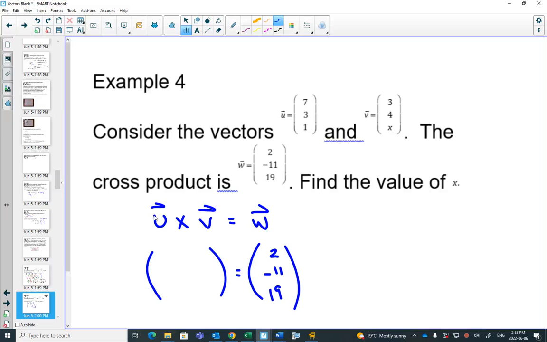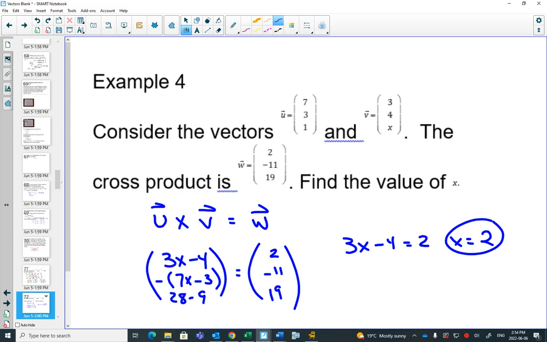How do we do here? So did you get this one to be 3x minus 4, whichever method you used? And the next one to be negative 7x minus 3? And the last one to be 28 minus 9. Now, 28 minus 9 works out perfectly to be 19. If 3x minus 4 is equal to 2, then x would have to be 2. Double check it, though. Does it work for this one as well? If I plug in 2 here, 14 minus 3 times a negative is negative 11. That's good to double check because otherwise you could have a problem where x works for one part but not for the other part.